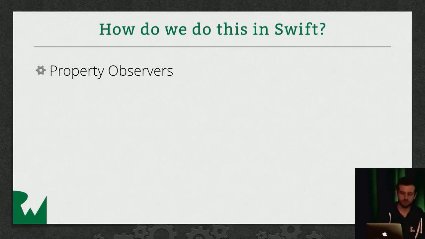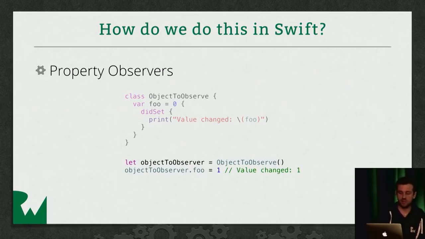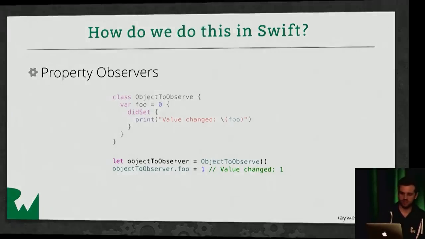property observers. So in this example, you have an object to observe. Foo is what we're trying to listen for. And we can use the property observer didSet to actually be able to tell our observing object that the data actually changed. And you can see here we create the object, change its value, and we'll get a printout. The one thing you'll see here is that we're not actually updating the listener anywhere, right? We're just printing something out. So how can we accomplish that in Swift in a good way that makes us feel like awesome developers?